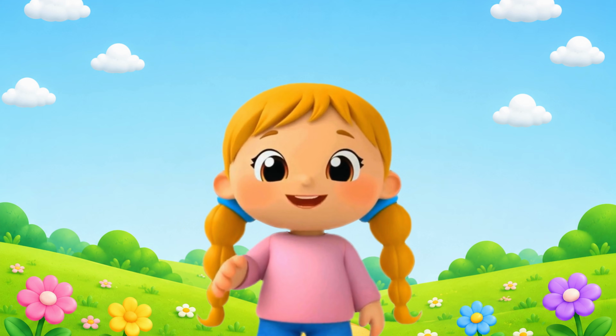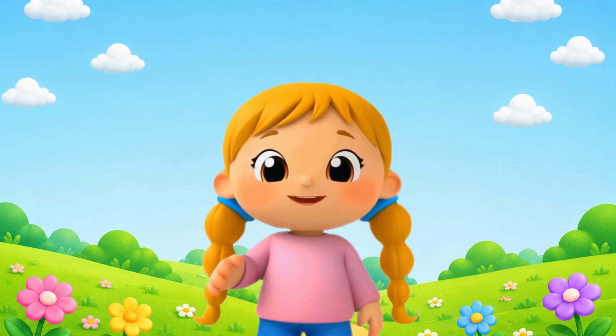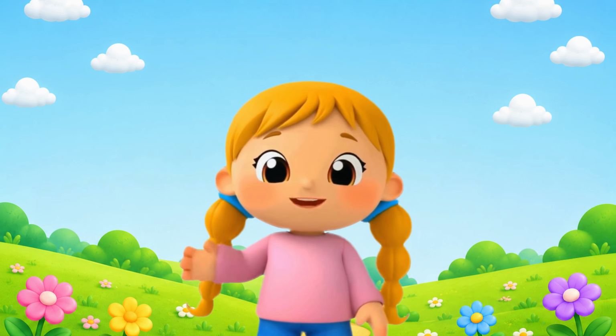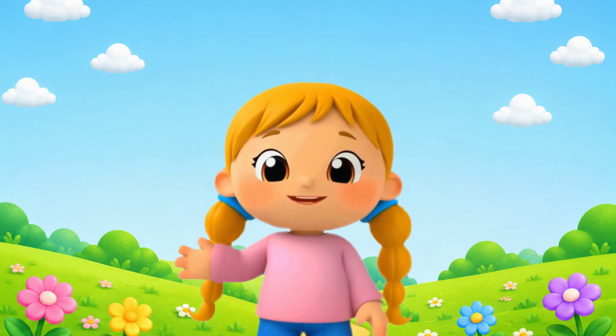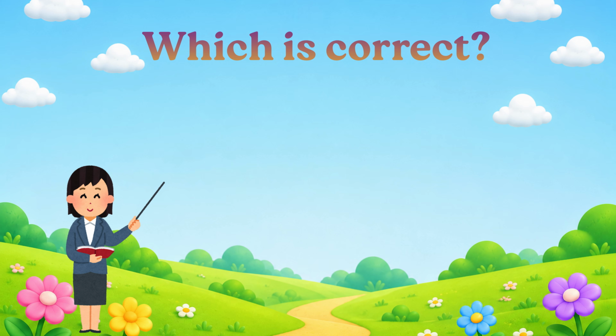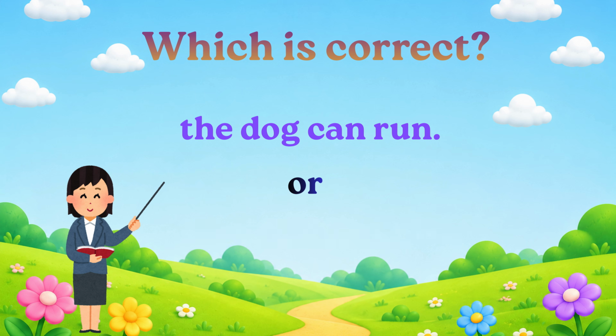Now, we're going to do some practicing. I'm going to show you two sentences that are the same, but have a difference. You're going to tell me which sentence is correct. Okay? So the first sentence is the dog can run. We have two versions of the same sentence. The dog can run and the dog can run. Which one is correct? That's right, it's the second one because the T is capital.